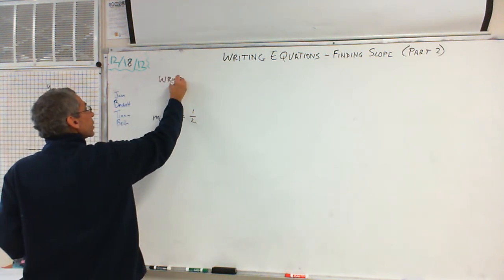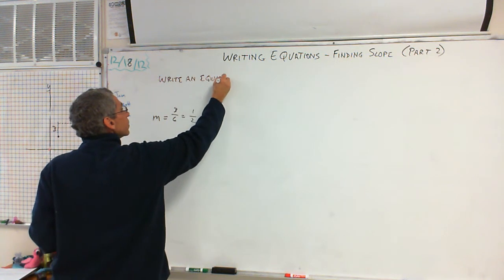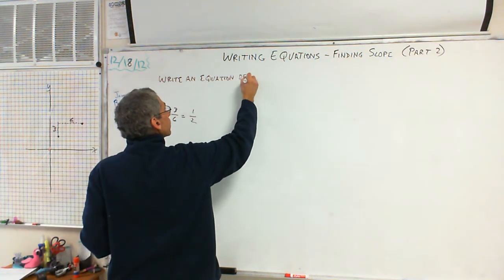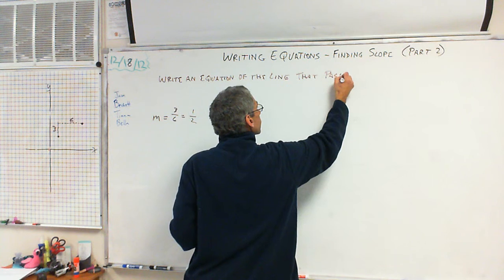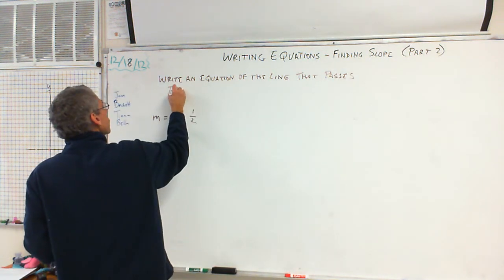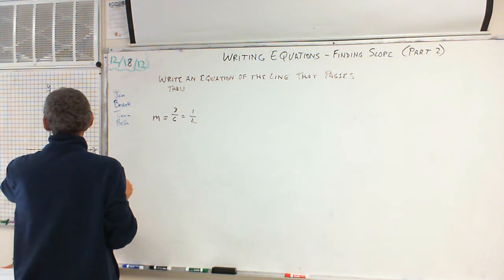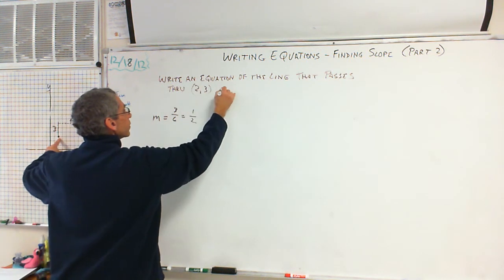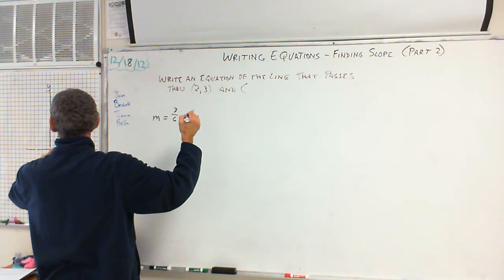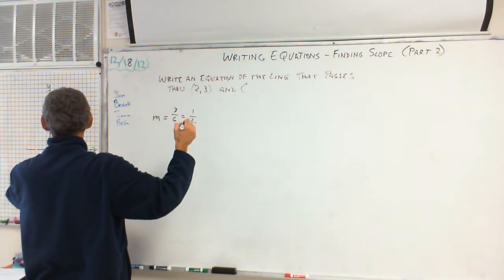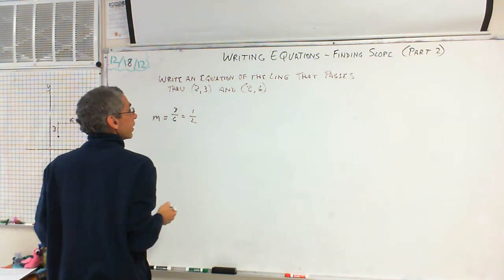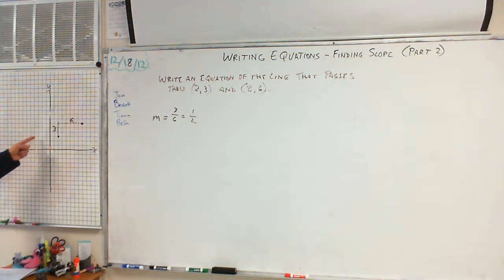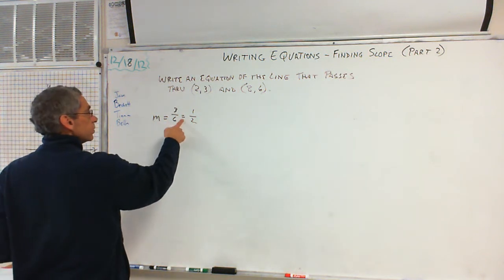Now that you know how to do that, I could say something like this: write an equation of the line that passes through these two points, 2, 3 and the other one. You guys figured out on the graph that the slope is rise 3, run 6, so the slope was 3 over 6, or 1/2.